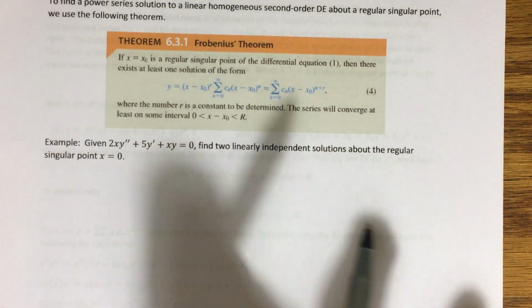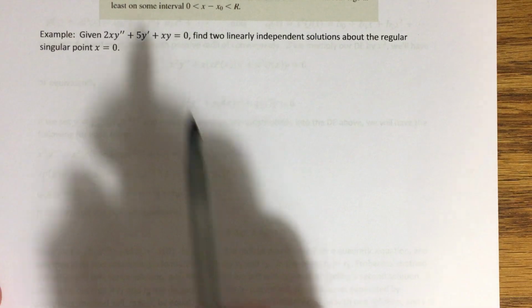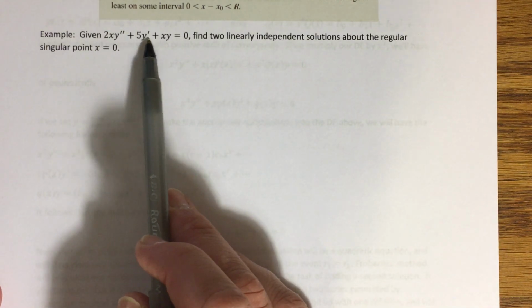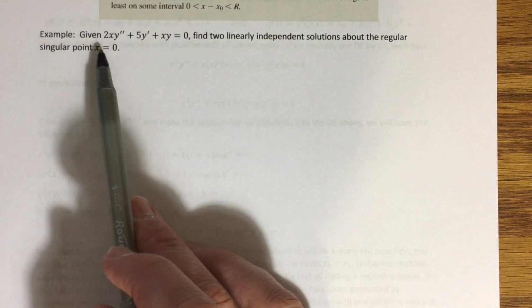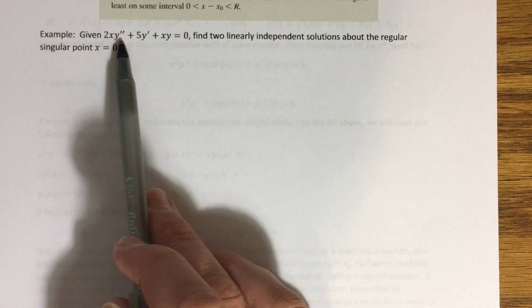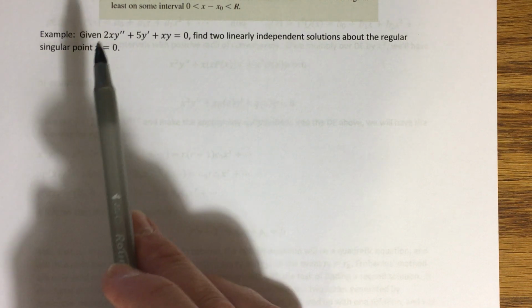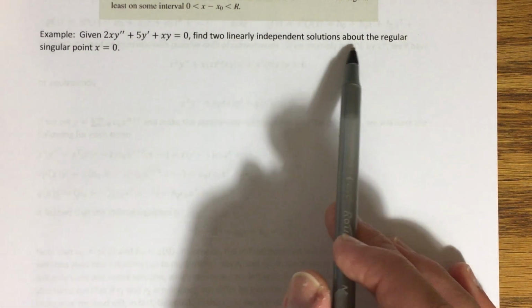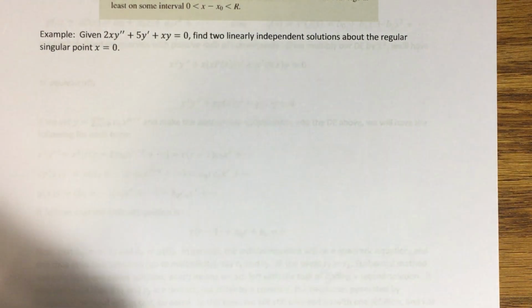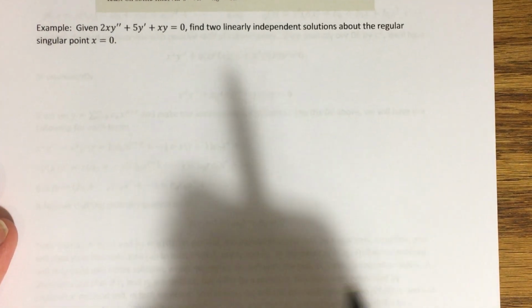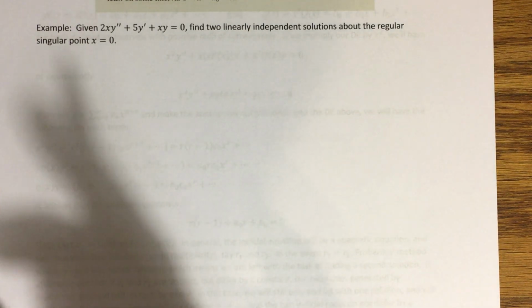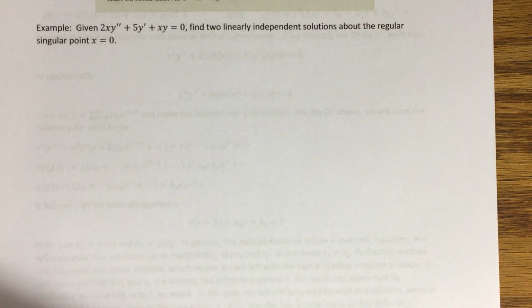But anyways, I digress. So here's the DE that we want to solve: 2xy double prime plus 5y prime plus xy equals 0. And as we can see, the point x equals 0 is a singular point of this equation. And we're told in the problem that it is a regular singular point. You can verify that yourself, given what we did in the previous example. But we're just going to let the fact that they tell us that be enough and move on to solving this.